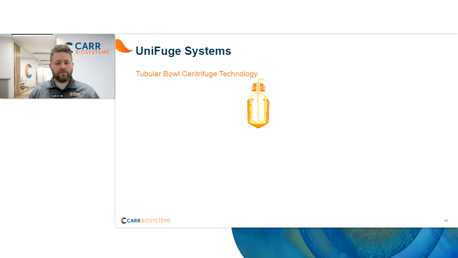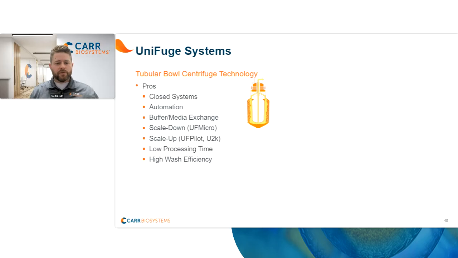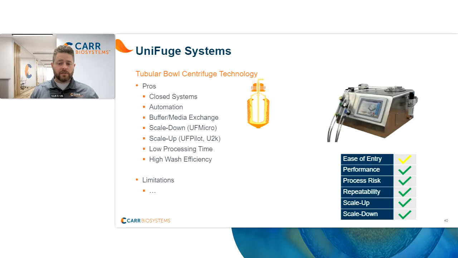So overall, looking at this from a pros and cons standpoint, the Unifuge can give you the closed system, the automation, the buffer media exchange, the scale down and scale up, processing efficiency in terms of time, and high washing efficiency. But are there limitations? One of the greatest limitations that we ran into with end users is ease of entry.